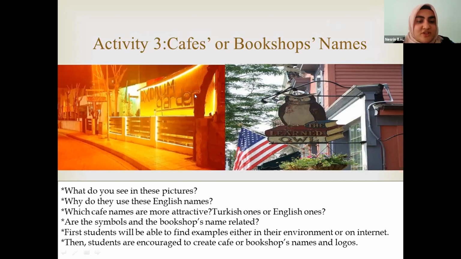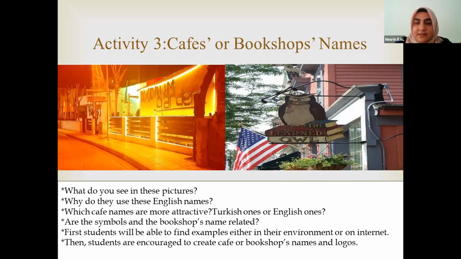And I asked these questions. What do you see in these pictures? Students said it's a cafe and bookshop name. And why do they use these English names? They said that English is a trend language in our country, and it is also a lingua franca in the world. Which cafe names are more attractive, Turkish ones or English ones? They said that English ones are more attractive than Turkish ones. And are the symbols and the bookshop's name related? They said that yes, it's related.